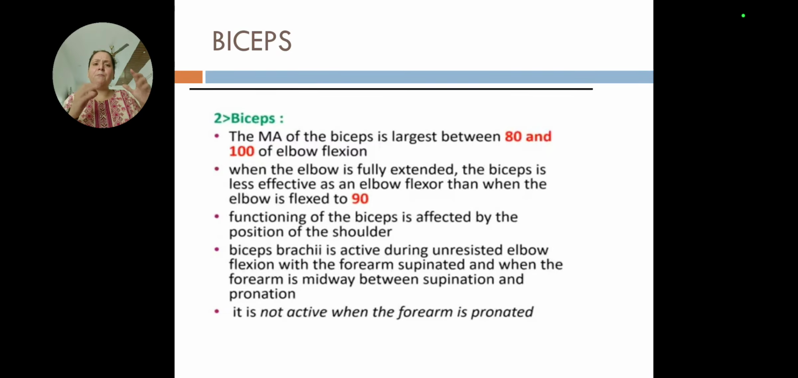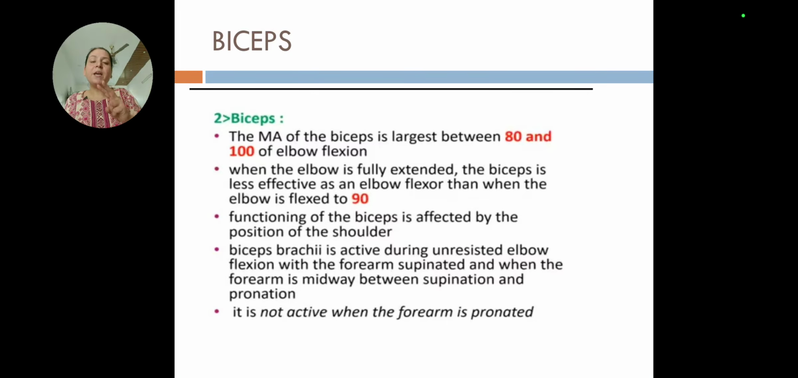It is minimum when the elbow is extended. It is almost 0 when the elbow is extended, and when the elbow flexion increases to 80 to 100 degrees, the perpendicular distance of the biceps to the elbow joint is maximum. So the maximum torque can be produced at 80 to 100 degrees.